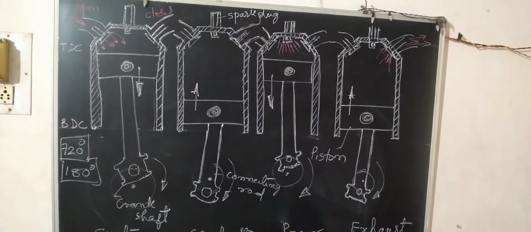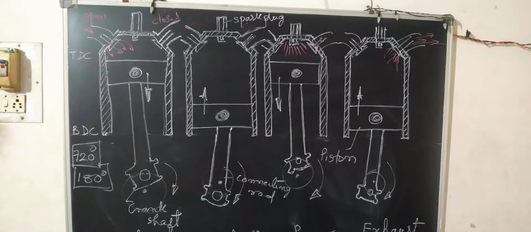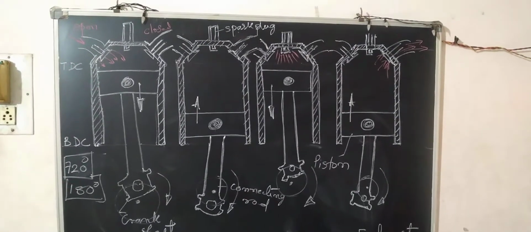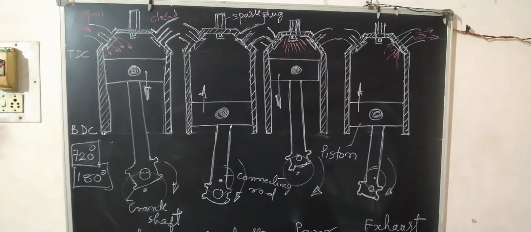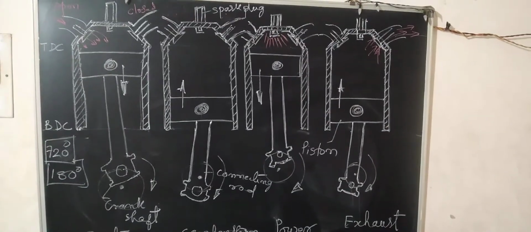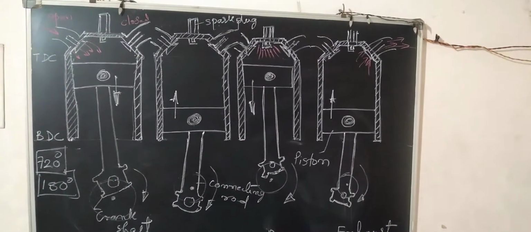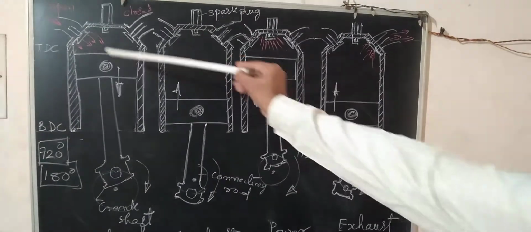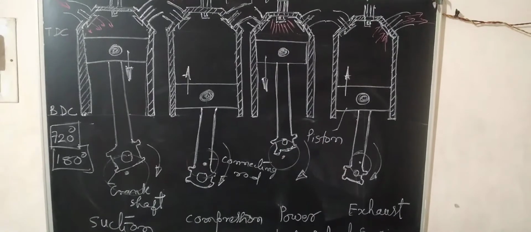The advantages of the 4-stroke engines are that the cycle of operations are separate. The suction stroke is separate, the compression stroke is separate, the working stroke is separate, and the exhaust is separate. As a result, the power produced in the 4-stroke petrol engine will be better. You can identify the petrol 4-stroke engine by the valves. If valves are there, then it is a 4-stroke SI engine.